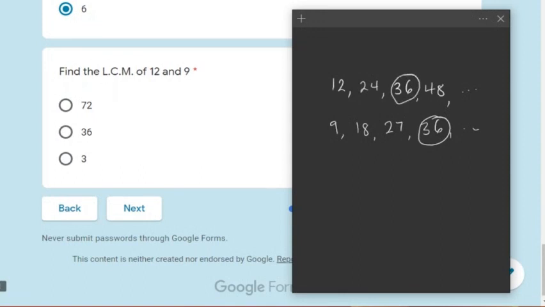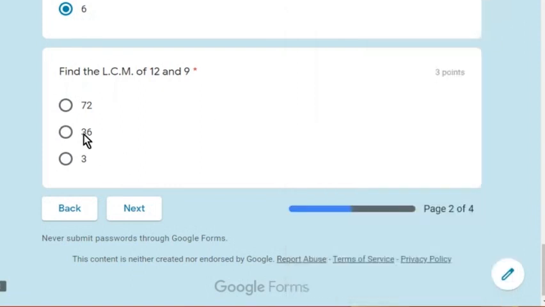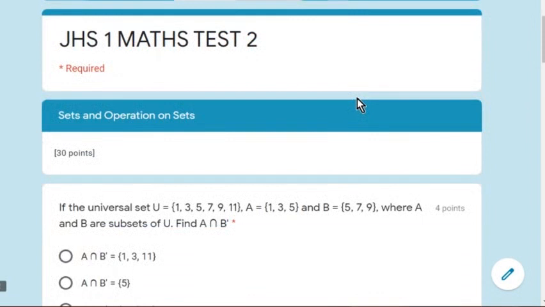Since the numbers are not too huge, I can use this method. So the answer is 36. Let's move on to the next section. We have operations on sets.